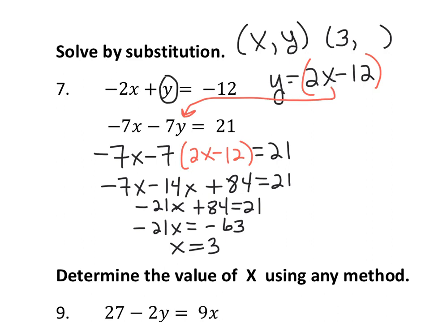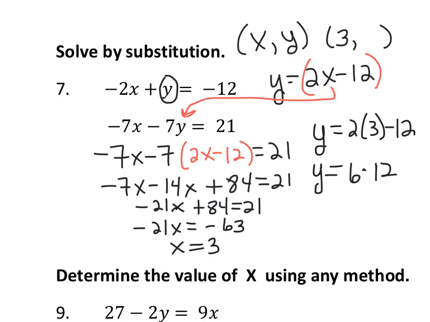So I'm going to substitute that in, and I'm going to say that y is equal to 2 times 3 minus 12. Well, that's just 6. So y equals 6 minus 12, and that's going to give me y equals negative 6. So my y value is negative 6. Now this is my solution.